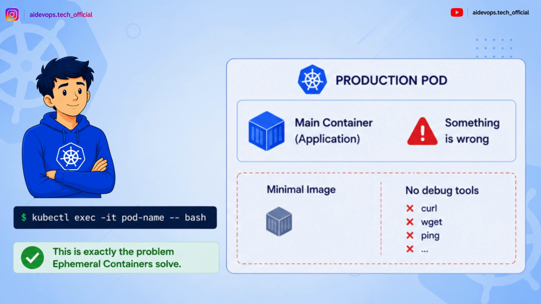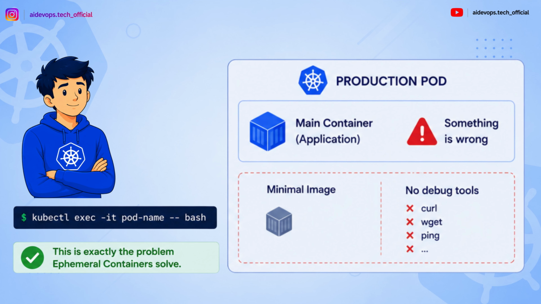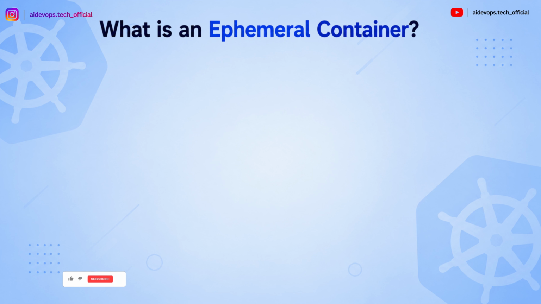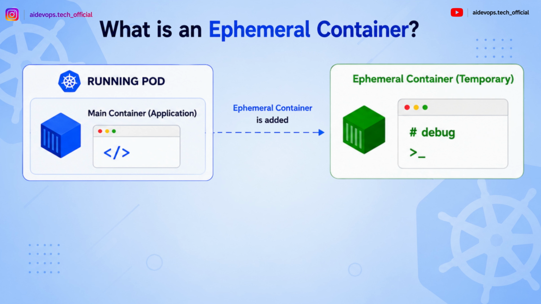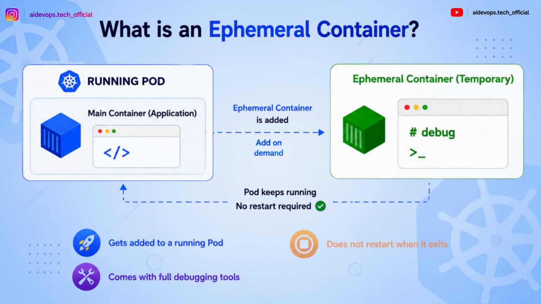And this is exactly the problem that ephemeral containers solve. So what are ephemeral containers? An ephemeral container is a temporary container that is added to a running pod for debugging purposes. The word ephemeral means temporary, and it gets added to the running pod on demand, comes with full debugging tools, does not restart when it exits, and does not affect your main application at all.